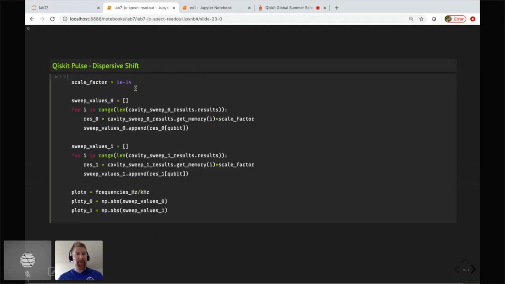Let's see if we can do that. Okay, so we are going to save our scale factor again, and we're going to go through, and these will extract the data from memory. These are things that will be hidden for you in the homework. And then what we're going to do is plot this, both of the zero and one on the same plot.